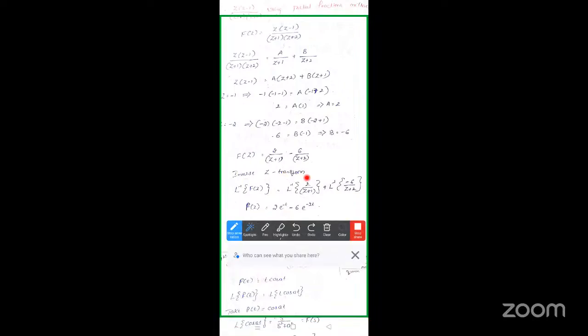So for the inverse Z transform, taking the inverse transform on both sides, L inverse of F of z is equal to L inverse of 2 by (z plus 1) plus L inverse of minus 6 by (z plus 2). 2 is a constant. So 1 by (z plus 1) by the formula gives e power minus t, and minus 6 constant e power minus 2t. Okay? So this is the Z transform.